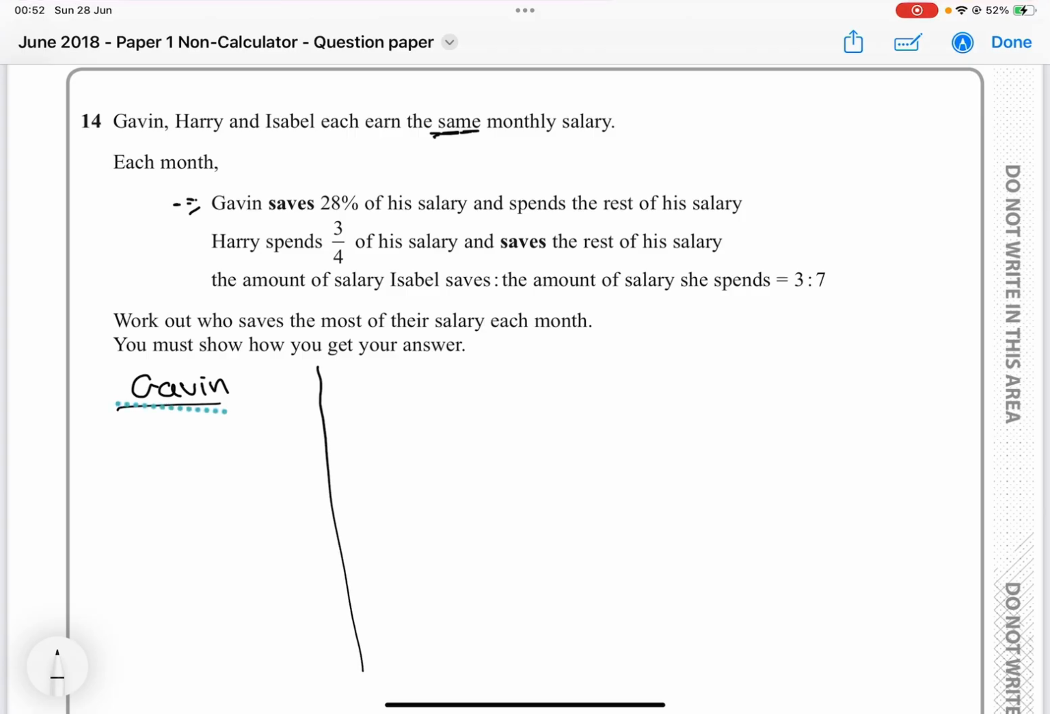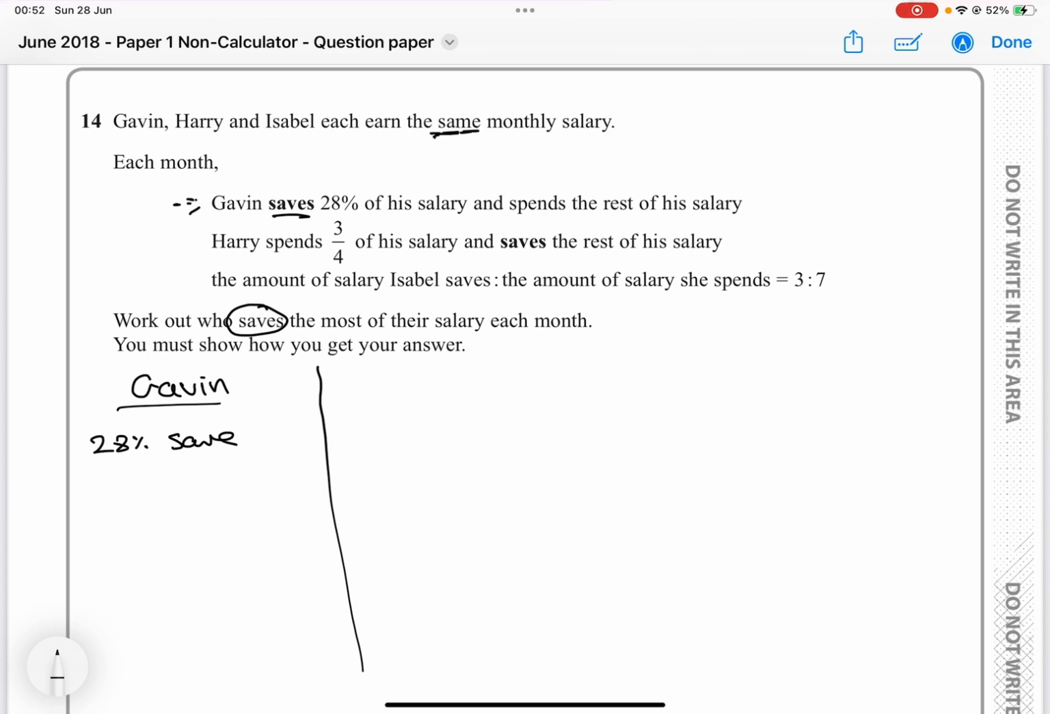Okay, Gavin. He saves 28% and he spends the rest of his salary. Now, remember, we're just focusing on savings, so let's just work on the savings part. So 28% save, okay? Now, we don't actually know how much they earn, so we can't put a figure on it, okay? We can't actually put a numerical value on how much they save. I can't just say that Gavin saves £150 because I don't know how much he earns, so I can't work out 28% of that, okay?